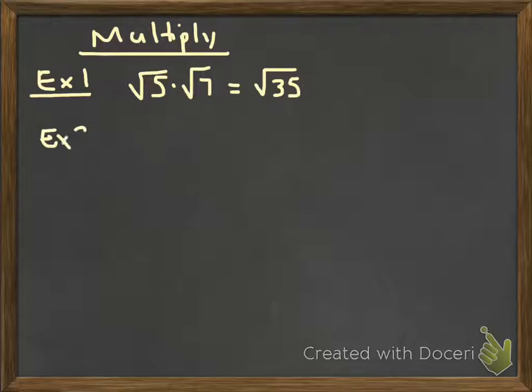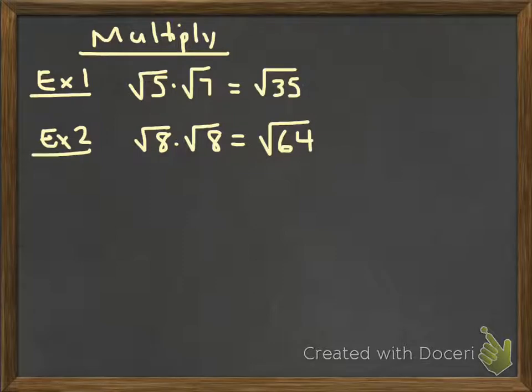Example 2, square root of 8 times square root of 8 equals square root of 64. Now that can be simplified because square root of 64 is regular 8, since that's a perfect square.